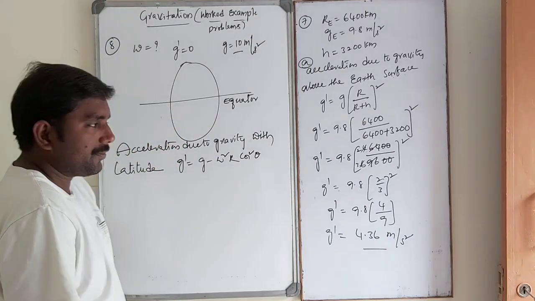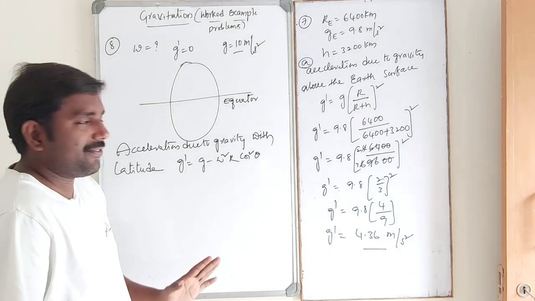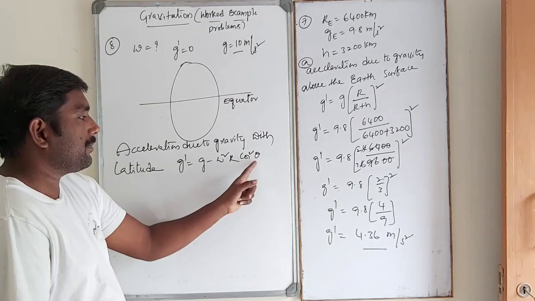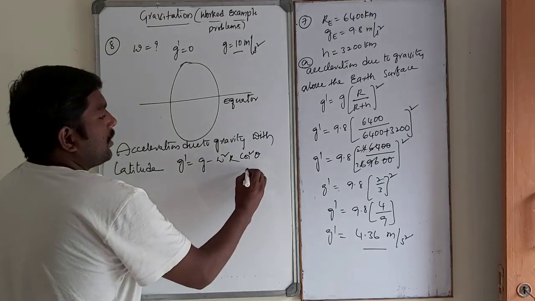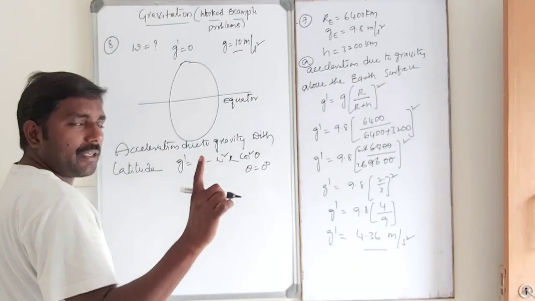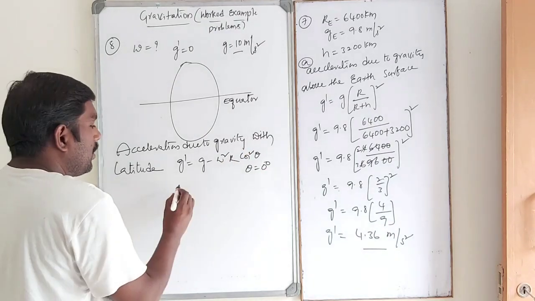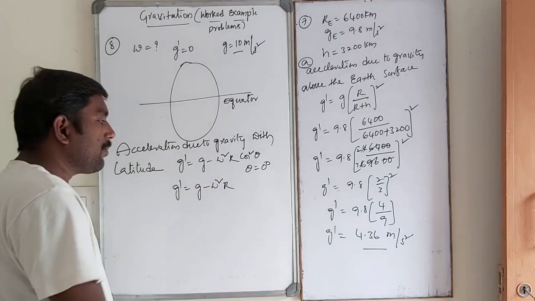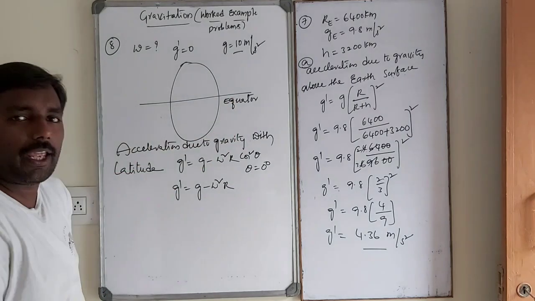So already we know the formula. See dear student, in this case g is the acceleration due to gravity on the earth surface. g dash is the acceleration due to gravity at a particular angle theta. So in this case at the equator, theta is equal to 0 degree. Cos 0 degree is 1, cos square is also 1. So ultimately g dash is equal to g minus omega square r. This is the formula for acceleration due to gravity with latitude at exactly the equator.